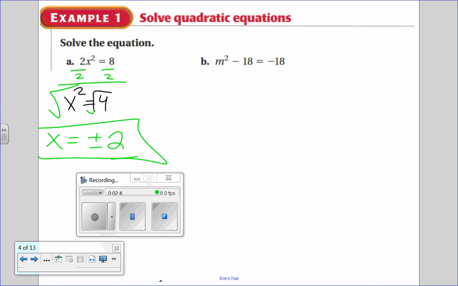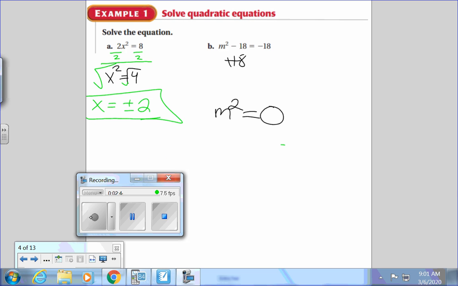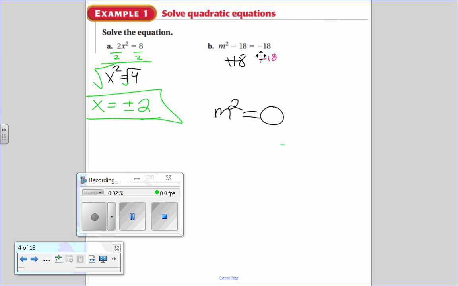All right, I'm going to send up a group to do part B. Okay, on this one, there were 2 steps. The people at the smartboard aren't showing their work as well as I would like. I would like to see the plus 18 appear on both sides. That leads us to m squared equals 0. You still have one more step. What would it be?